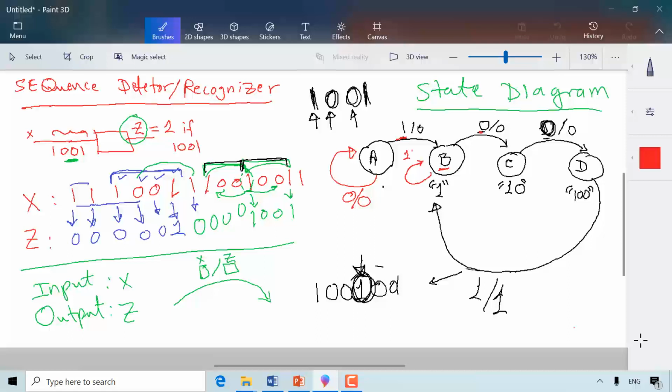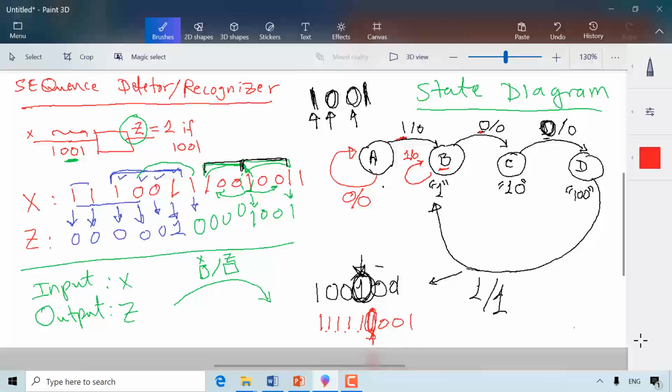And why stay in B? Because I might be getting this pattern 1, 1, 1, 1, 1, 0, 0, 1. So any one of them at the end could be the start of it. So it's better to stay in state B. State B is basically counting those ones, in the hope that we are starting a new pattern. So if I received a 1, I stay in B, but the output is 0.